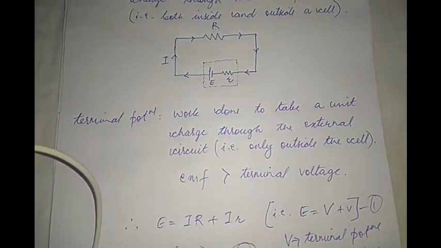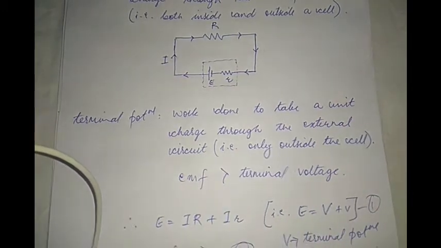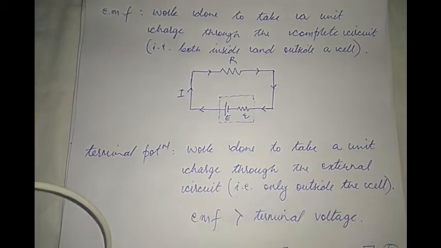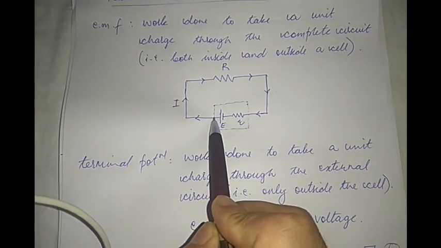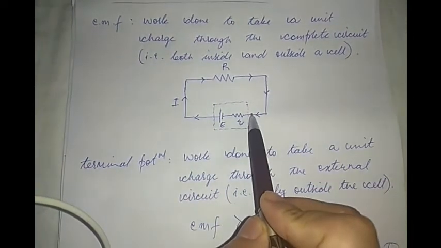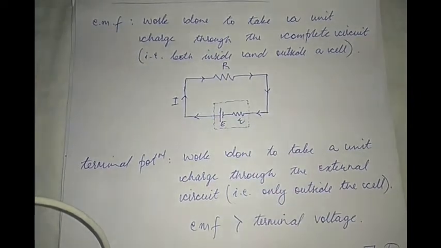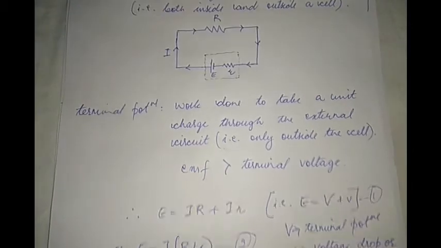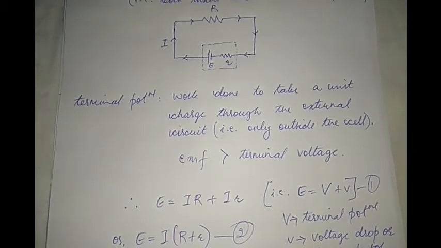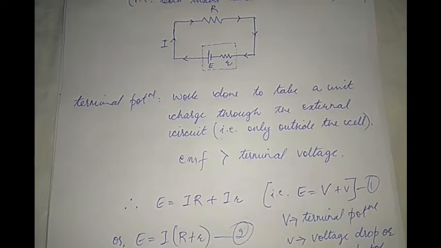Likewise, terminal potential is the work done to take a unit charge through the external circuit only, meaning only outside the cell. So the work done to take a charge from one point in a circuit to the other point, both points being outside the cell, is what is called terminal potential. Now what we always see is that the EMF is always greater than the terminal potential.